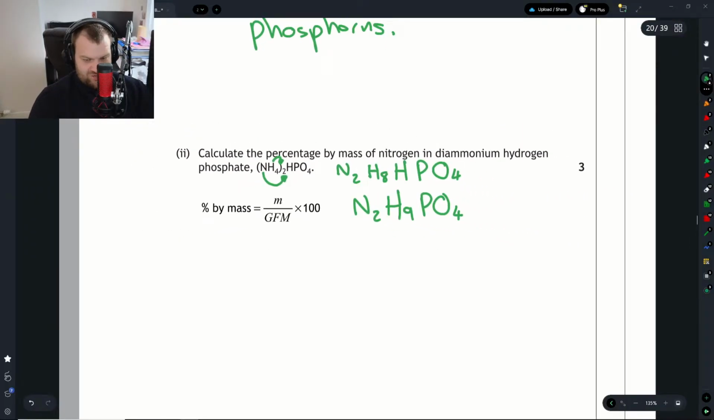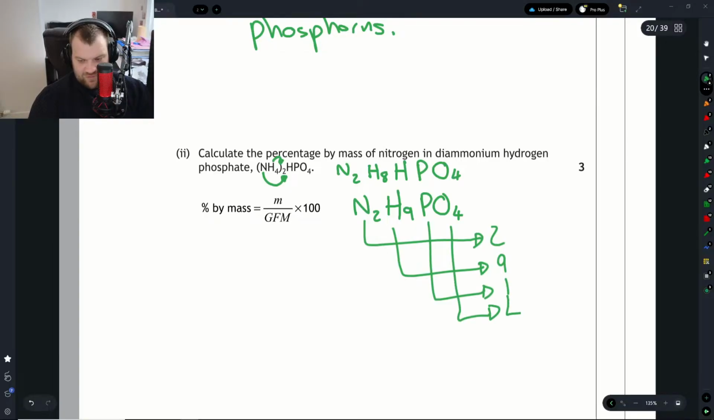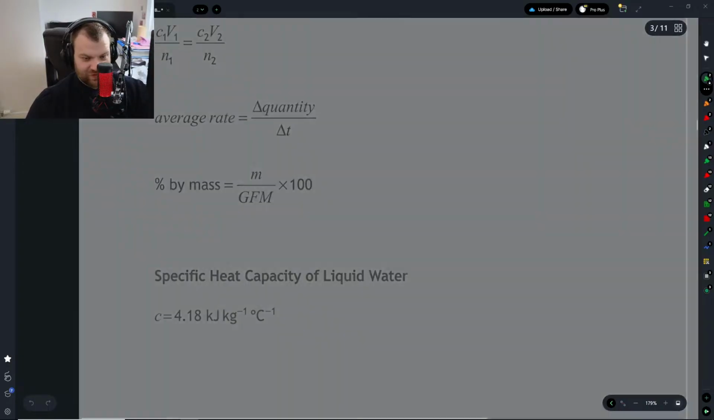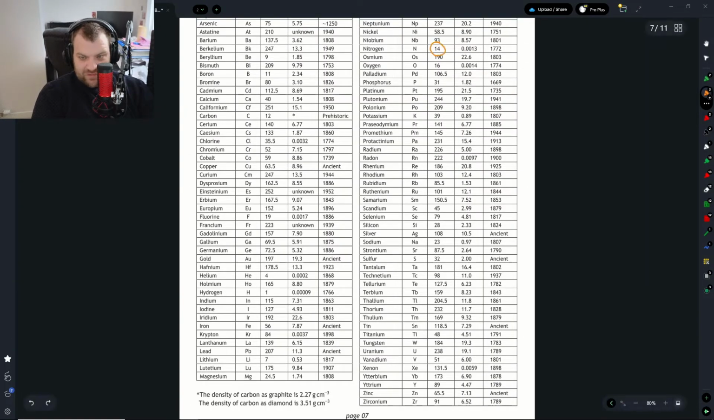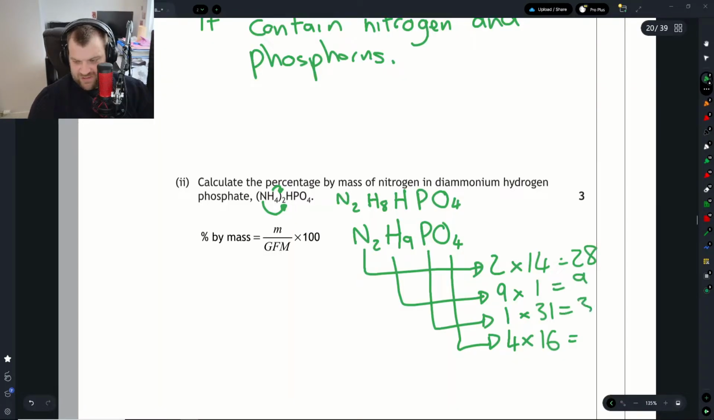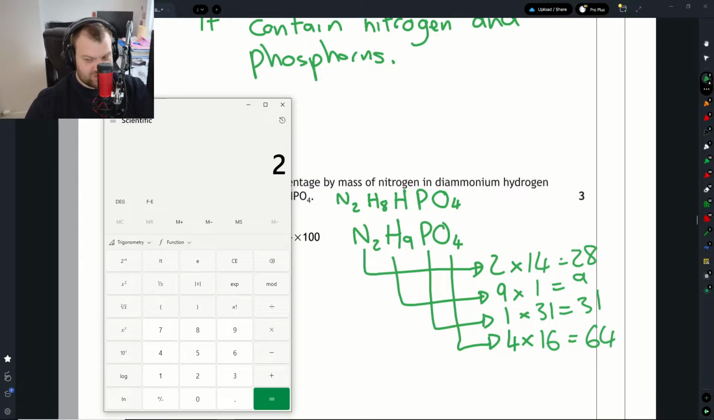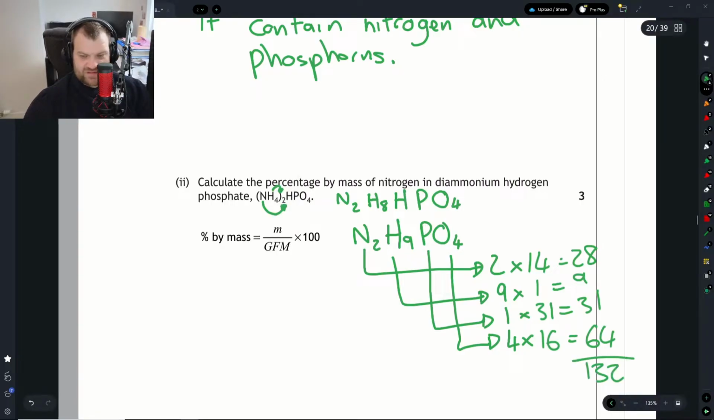We need to then work out the GFM like we've done before. Drag it along. There are 2 of them, 9 of them, 1 of them, and 4 of the oxygens. We can then go to the data booklet and look these up. Nitrogen will be 14. We have nitrogen, hydrogen, phosphorus, and oxygen, so 14, 1, 16, and 31. Means we've got 28, 9, 31, and then 64. Pop this in your calculator. It gives you 132 as the GFM.